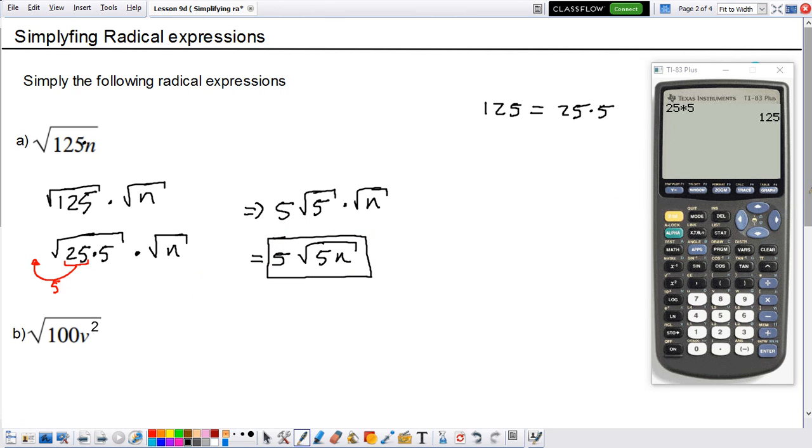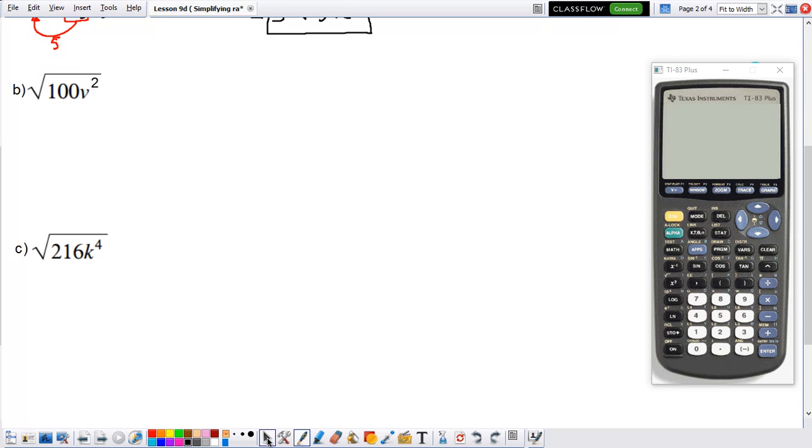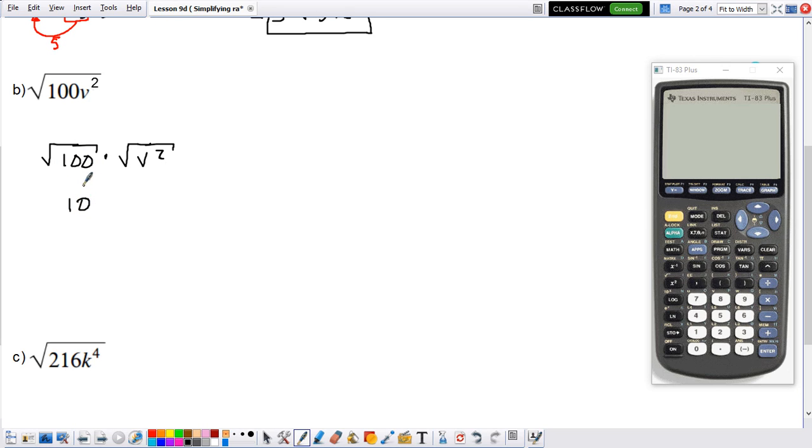Let's try another example. Let's look at example B. Again, try to separate the squares. So here, instead of writing the square root of 100 times b squared, we can rewrite this as the square root of 100 times the square root of b to the second. So now, let's see, can we simplify any of the square roots? Well, notice that the square root of 100 is just 10, so that's easy.